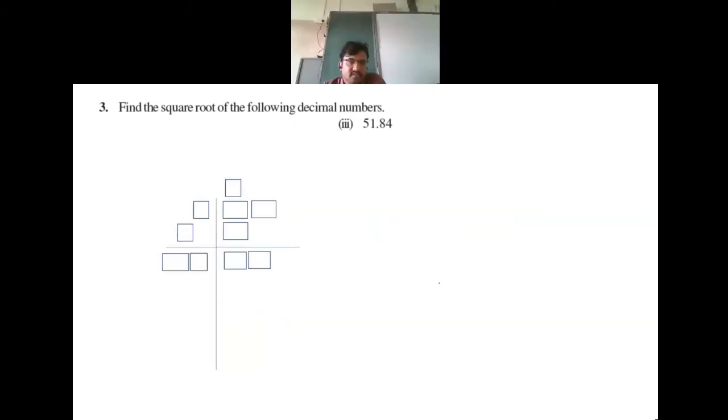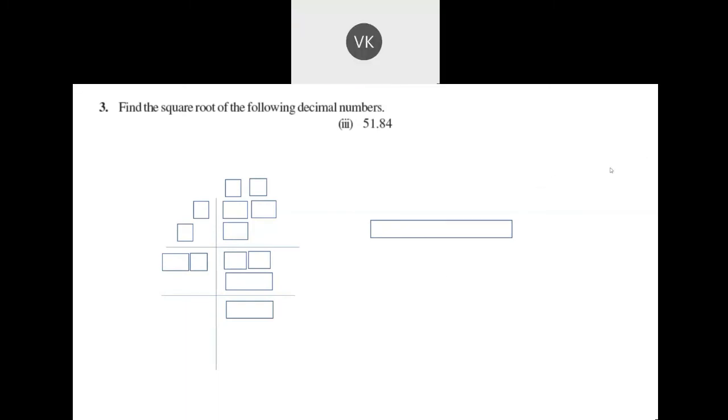This you will try? 7.2, sir. Why not 7.6? Because in the units place, sir, there is 4. The nearest square number is 49, so 7 has to be there. Here it is having 4 in the units place, so I guess it is 7.6.